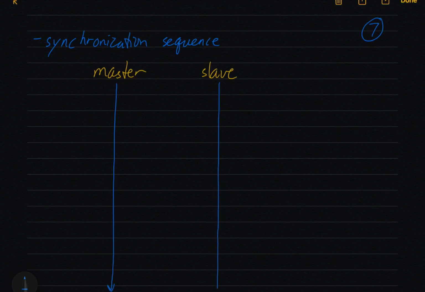going down the page here, and what's going to happen is the master is going to send a sync message or sync packet to the slave. The master will record when it sends that, so we'll call that T1, and the slave will record when it receives it, so we'll call that T1 prime.